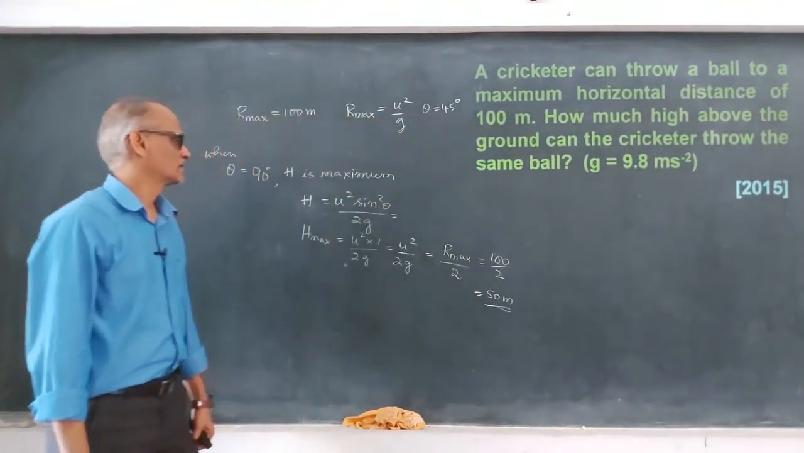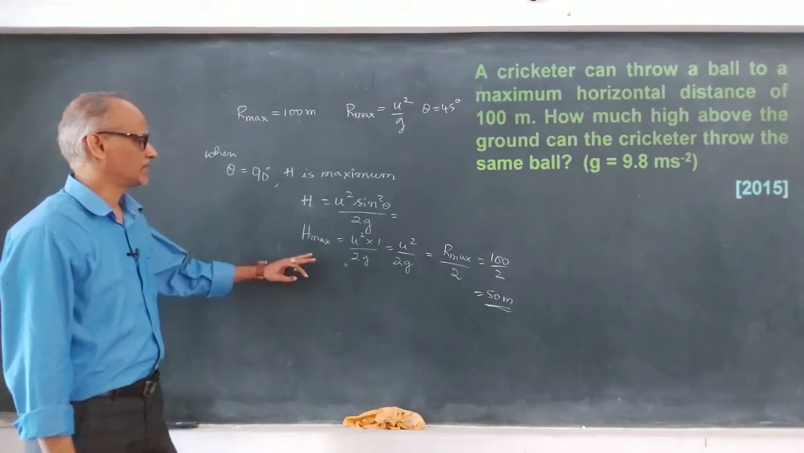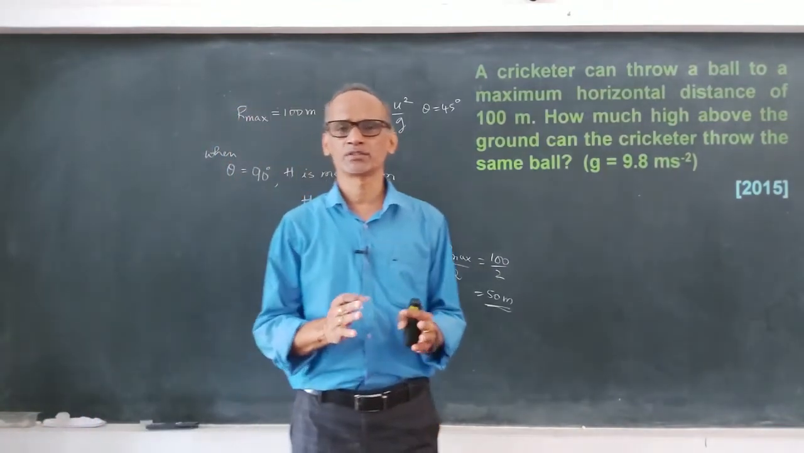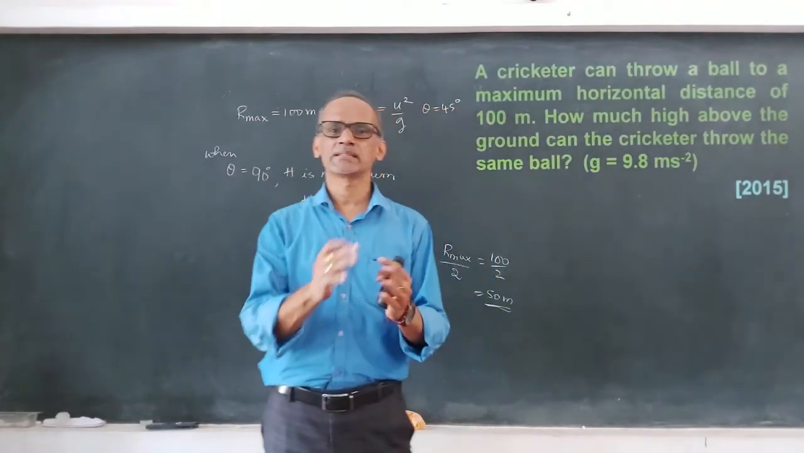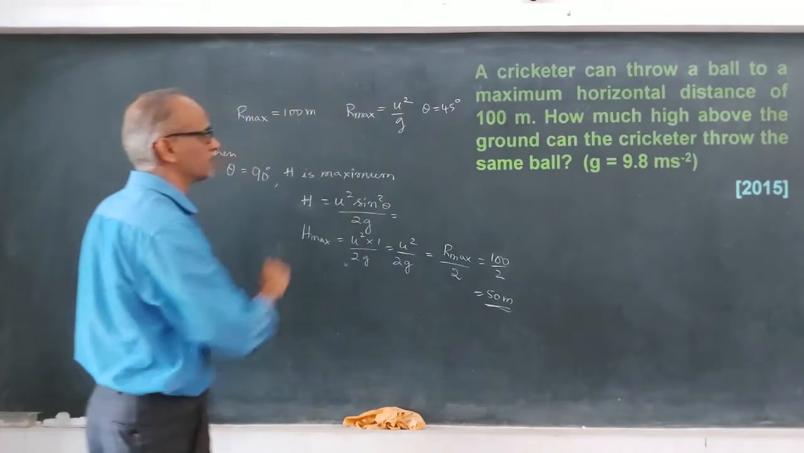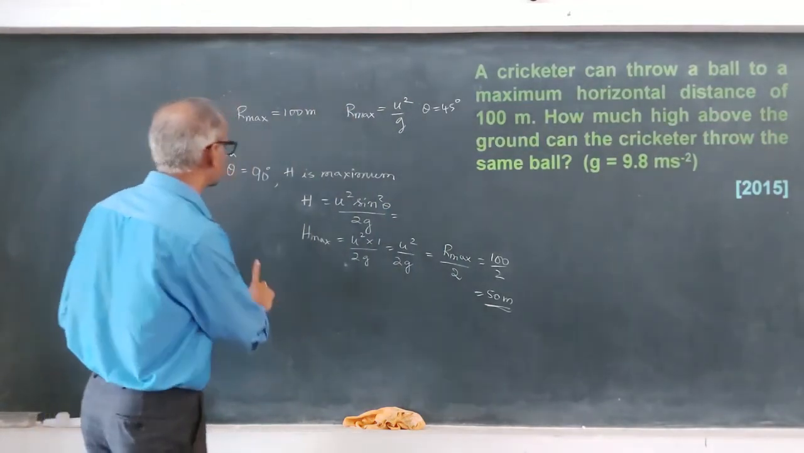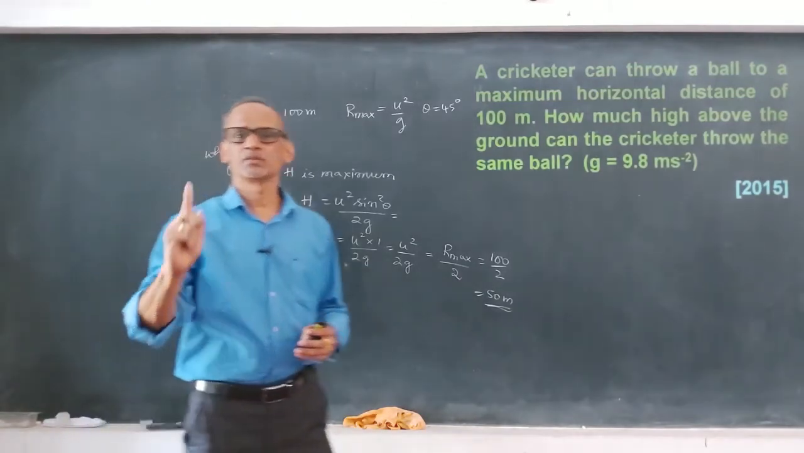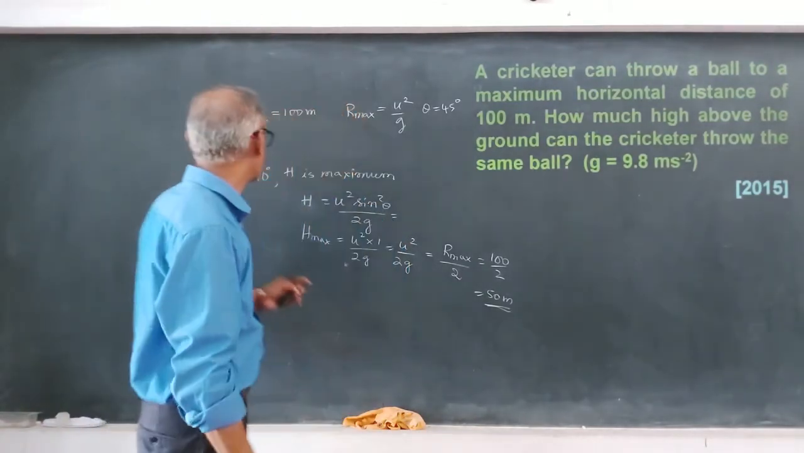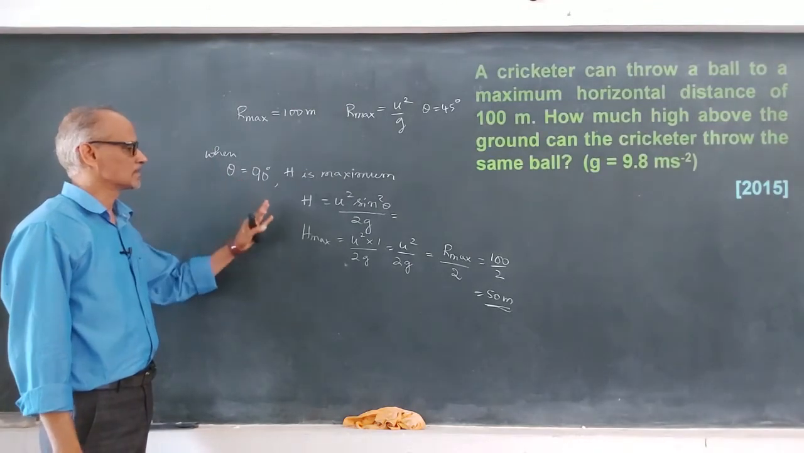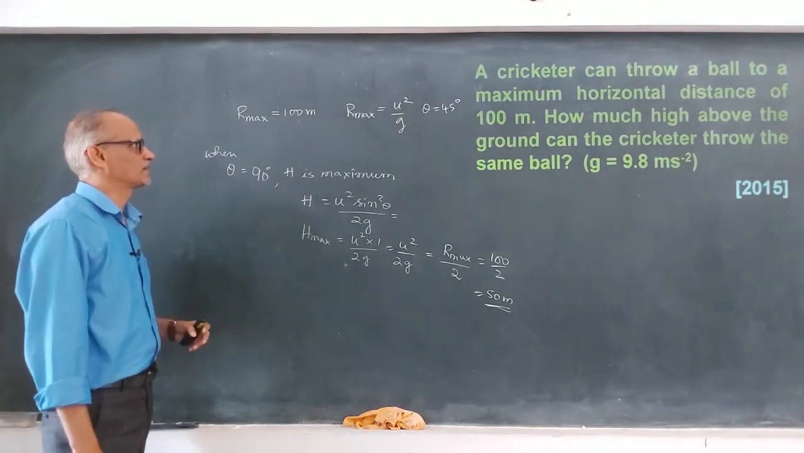So, this is a different formula other than what we have given, that R max is equal to 4h when theta is 45 degree. But they have given here how much high above the ground, like this, high above the ground. That means how much vertically one can throw, and that is possible only when theta is 90 degree. Okay. So, this is the explanation to this particular question.